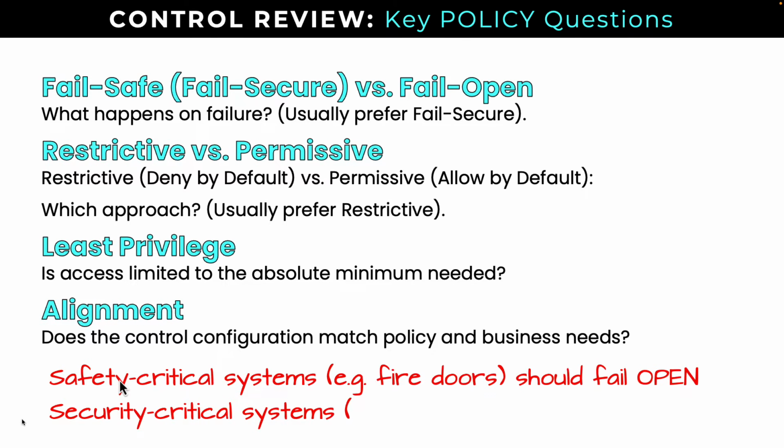So bottom line, safety critical systems like fire doors should fail open, and security critical systems like a banking system, for example, should fail closed. And so you want to look at the practical nature of the system to figure out which is the right thing. Of course, we want fire doors to fail open so people can escape if the building's on fire, right? Because our number one concern is human safety. But most of your systems are going to tend to fall into that security critical category, and that's where we're failing closed.